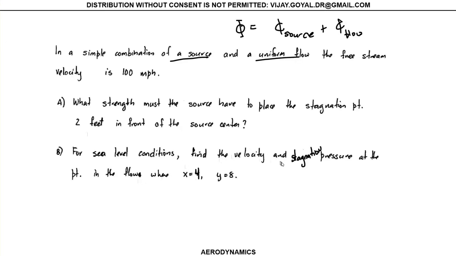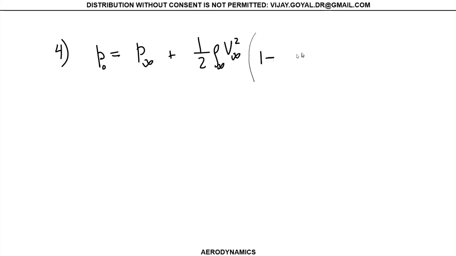So the next thing we want to find is stagnation pressure. The stagnation pressure is defined by P sub 0 is defined by P infinite plus 1/2 rho infinite V infinite squared. Remember we derived this in your notes. You should have this equation.